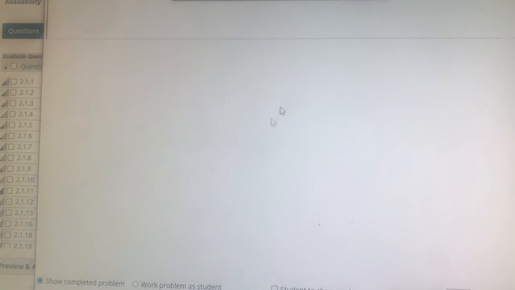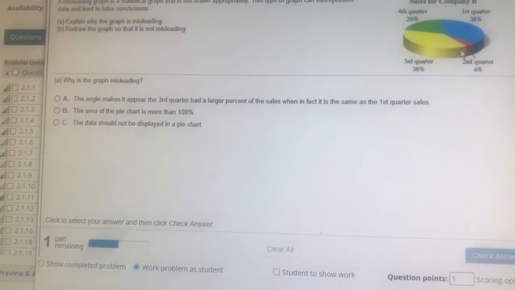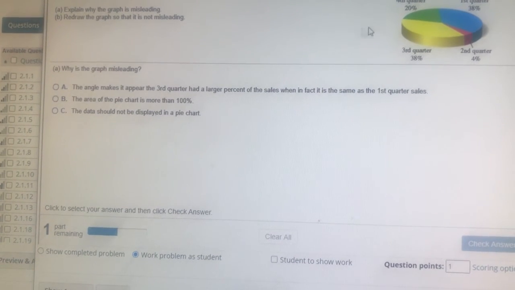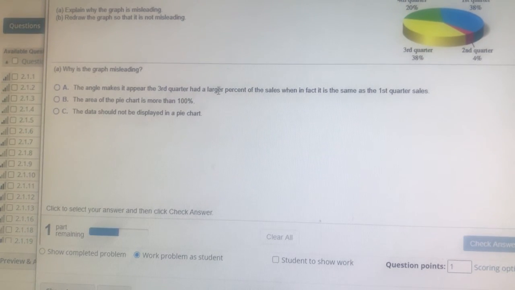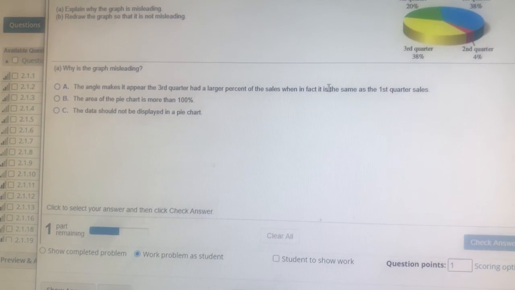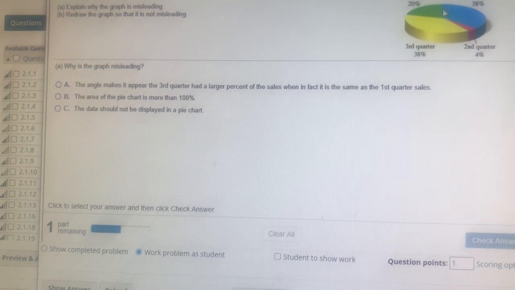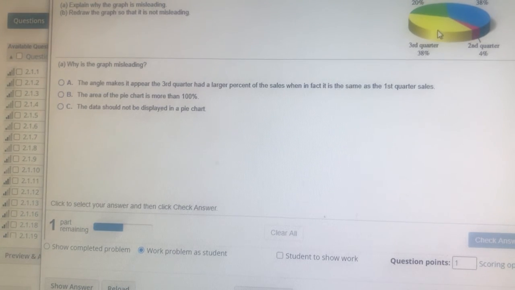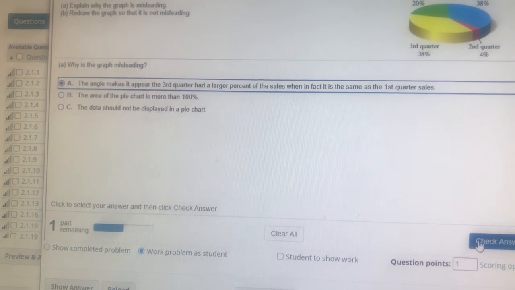Here's another one. We've got this pie chart here, and it's misleading. I think right here, the angle makes it appear the third quarter had a larger percent of sales when in fact it's the same as the first quarter. If you look, the first quarter's 38, the third quarter's 38, but because this graph is three-dimensional, it makes it look like this yellow is a whole lot more than the blue, when actually they're supposed to be the same. So the answer is A.